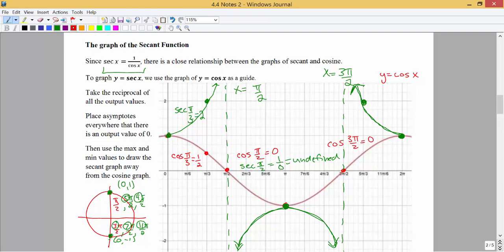So let's look at the quadrants once again. For the quadrants, when we look at cosine, cosine is positive in quadrant 1, so is secant. Cosine is negative in quadrant 2, and so is its reciprocal secant. In quadrant 3, cosine is negative, so is secant. And in quadrant 4, we know that cosine is positive, and then notice that so is its reciprocal secant.